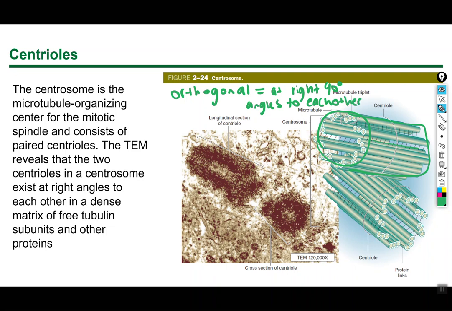So they're always paired, and they're always at right angles to each other, and they're always next to a dense matrix of free tubulin. So the free tubulin floating around here can rapidly hop on to one or the other ends of the centriole and extend any one of these microtubules in the triplet. So that's what happens, for example, when a cell is getting ready to divide.